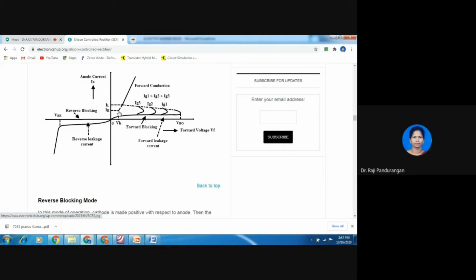IH is the holding current, which is holding the device in conduction. So if I make IG very much less than IH, then only the device will be off. I'm pointing in the graph, see it clearly. So what is IH? It is the holding current. If I make IG below that holding current, then the device is off.